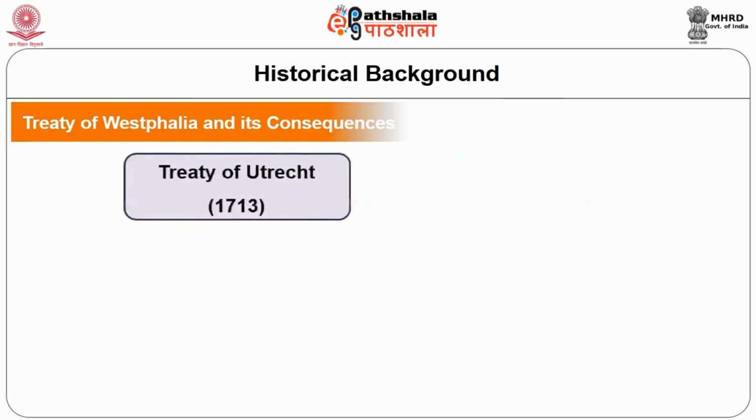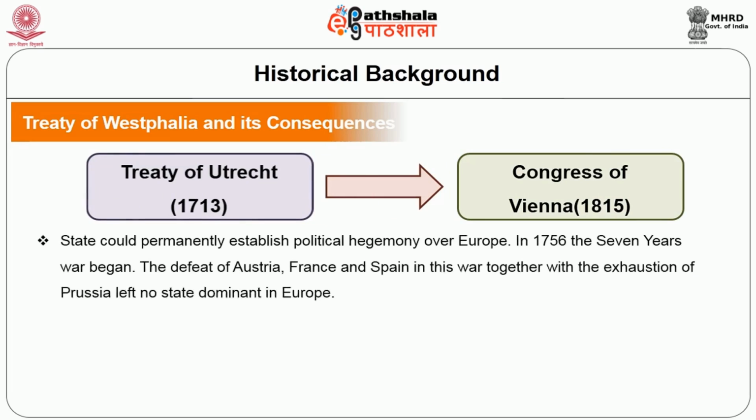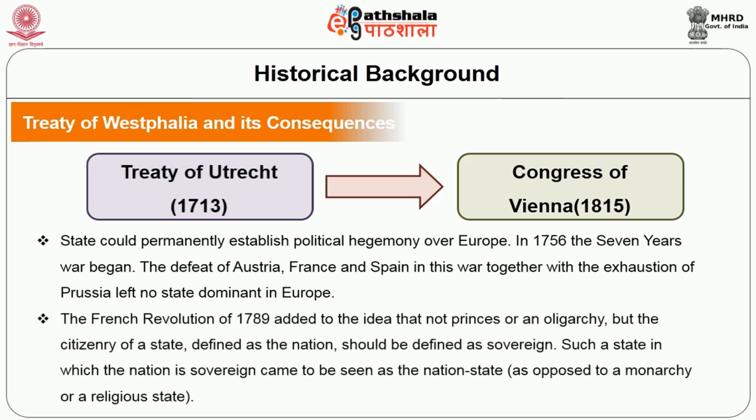In the period from the Treaty of Utrecht in 1713 to the Congress of Vienna in 1815, no state could permanently establish a political hegemony over Europe. In 1756, the Seven Years' War began. The defeat of Austria, France and Spain in this war, together with the exhaustion of Prussia, left no state dominant in Europe. The French Revolution of 1789 added to the idea that not princes or an oligarchy, but the citizenry of a state defined as a nation should be sovereign.